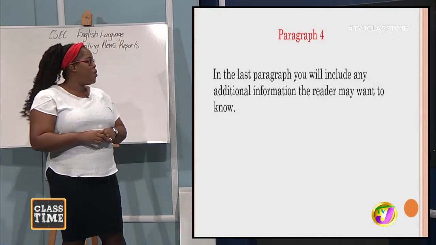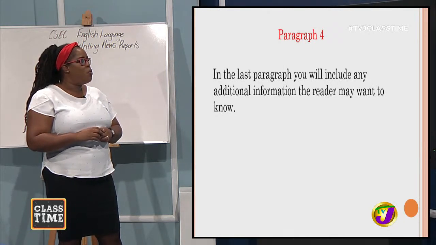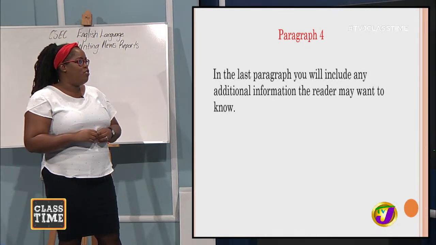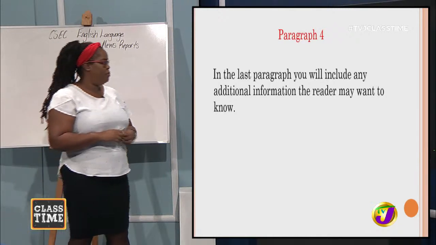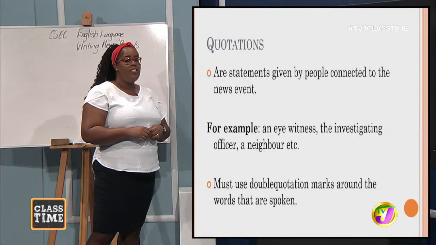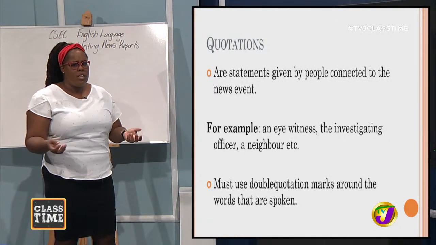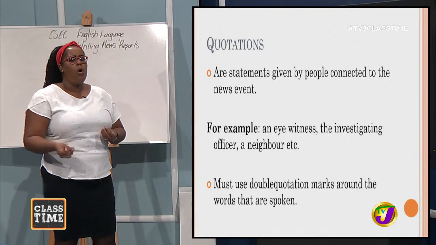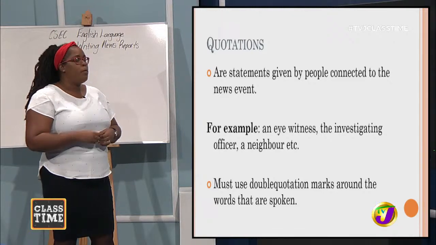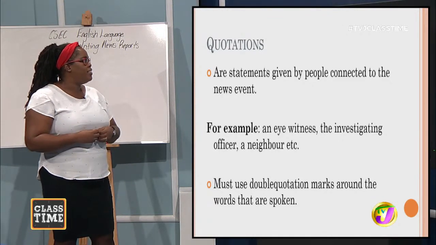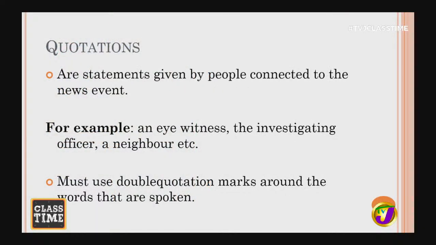All right, paragraph 4. In the last paragraph, you will include any additional information the reader may want to know. Quotations. And you might ask, what are quotations? But at this level, you should not be asking what quotations are. But just to refresh, quotations are statements given by people connected to news events, for example, an eyewitness, the investigating officer, a neighbor, etc. You must use double quotation marks around the words that are spoken.